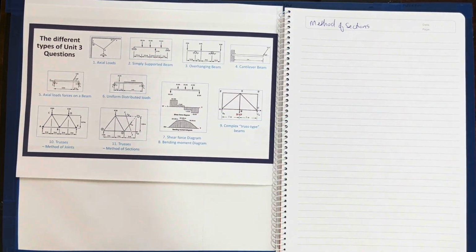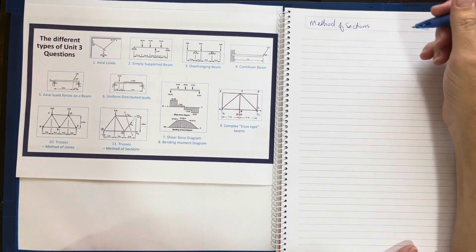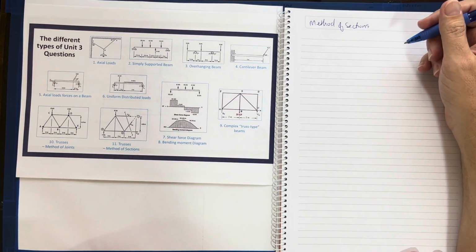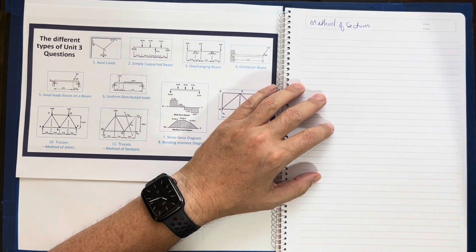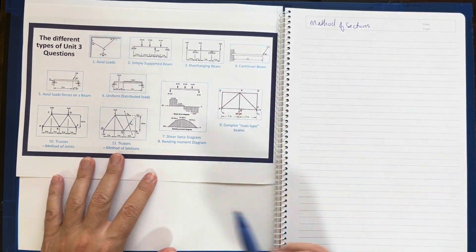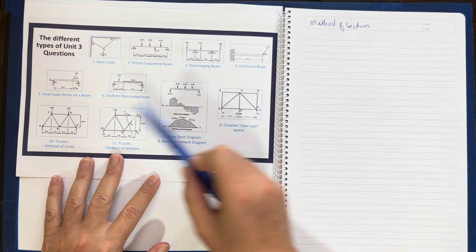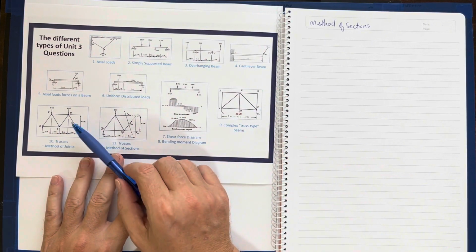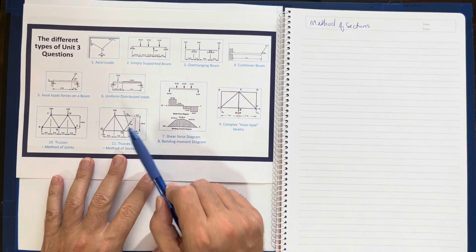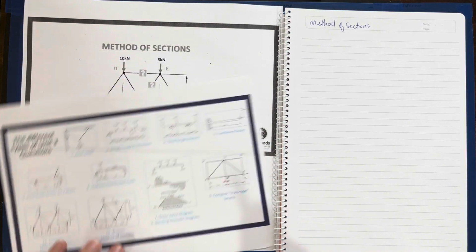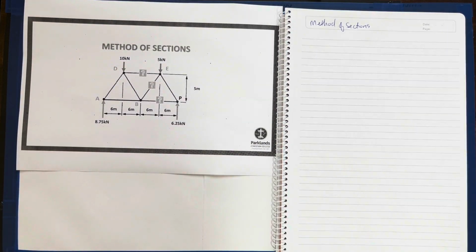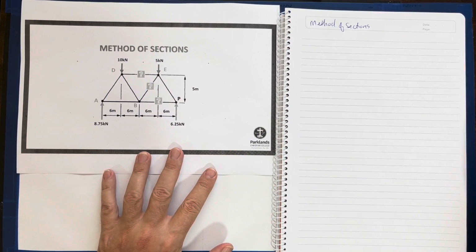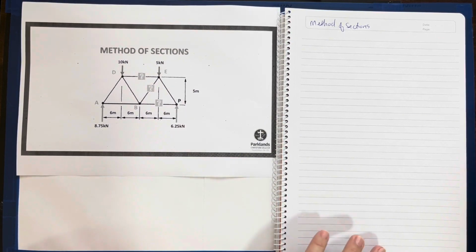Hello engineering students, Mr. O again, and I'm going to go through an example of the method of sections. We've gone through most of these and we've just finished method of joints, but now I'm going to move into method of sections. Method of sections operates a bit differently to what you would expect from method of joints.